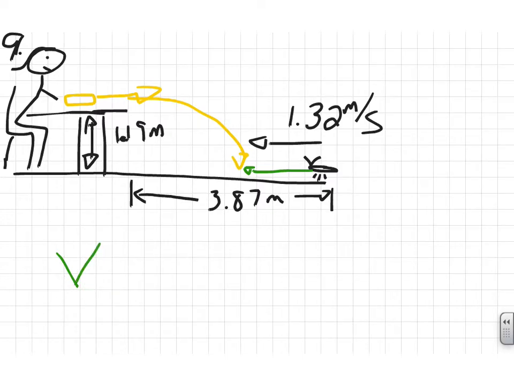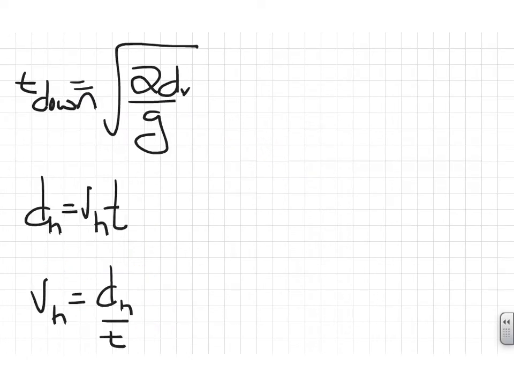Sorry, let's do that in yellow. So the VH is going to be dH over t. Well, we don't know what the dH is. All we know is that it's shorter than 3.87 meters. And the time is going to be the time it takes for the calculator to fall. So the first thing we want to do is find that time. We're going to use the time down formula using the 1.19 meters.